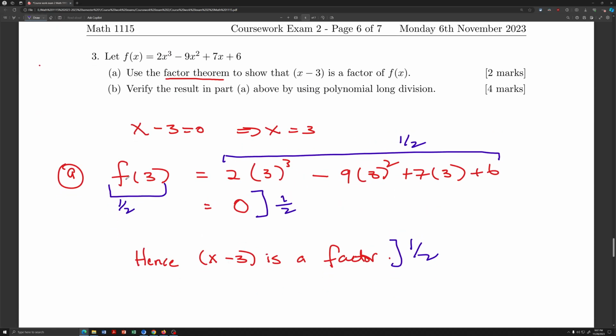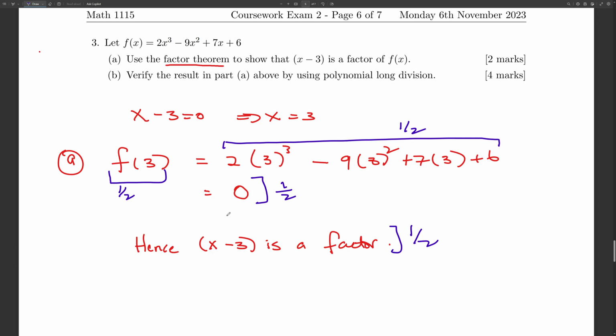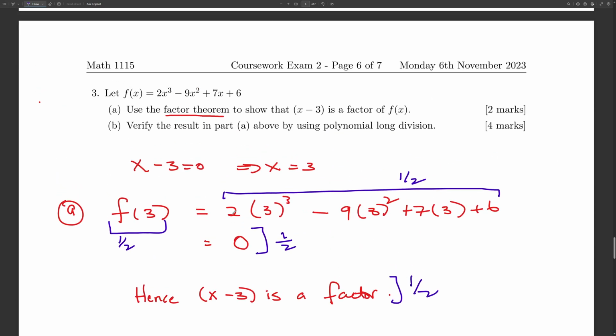By saying f of 3, that tells the examiner that I know exactly what I'm doing here. I know that this over here is my remainder. By solving this, I get 3, and then I substitute it inside here. So this is part A.